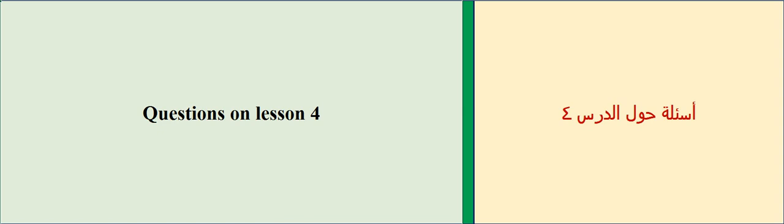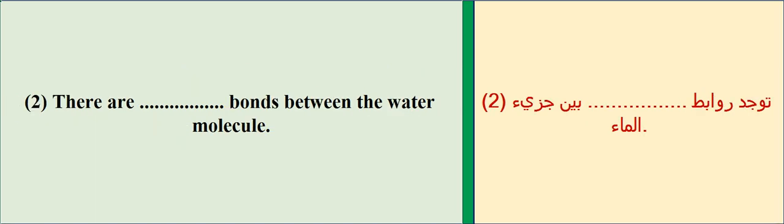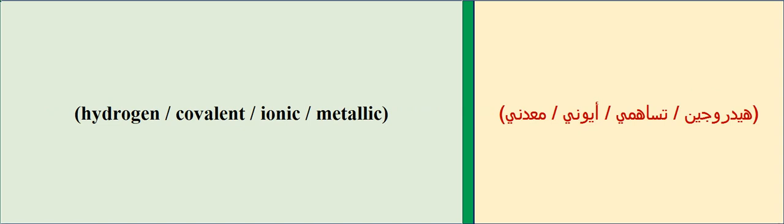Questions on Lesson 4. Correct answer between brackets. 1. All of the following are from the properties of water except: neutral on both litmus paper / analysis by heat / increase in volume on heating / polar compound. 2. There are bonds between the water molecules: hydrogen / covalent / ionic / metallic.